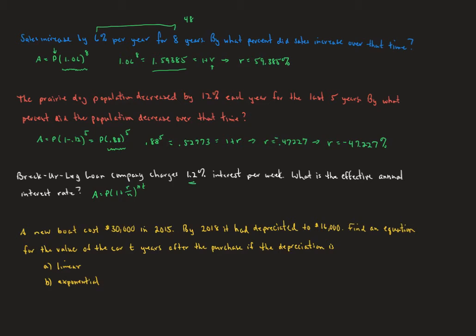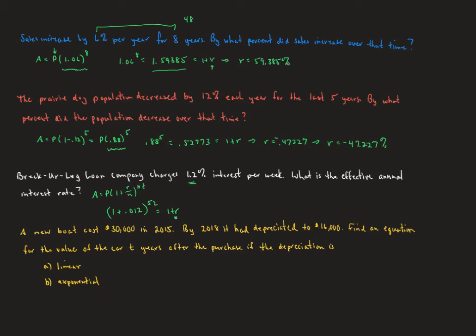So this is going to be then 1 plus 0.012. That's going to be how much interest is charged each week. And in the course of a year, there are 52 weeks in a year, so we are going to raise that to the 52 power. And our answer is going to give us a 1 plus r, where that r is going to be the percent that was charged over the course of that year.